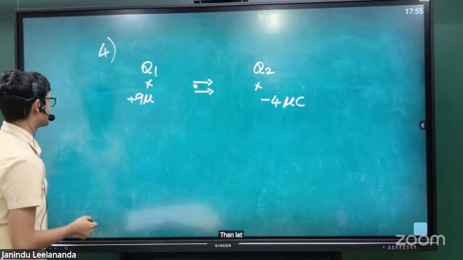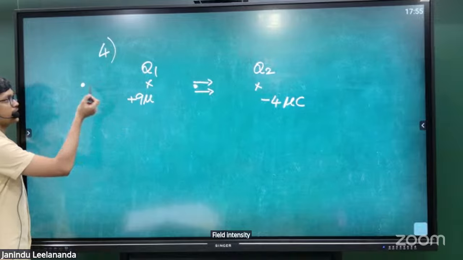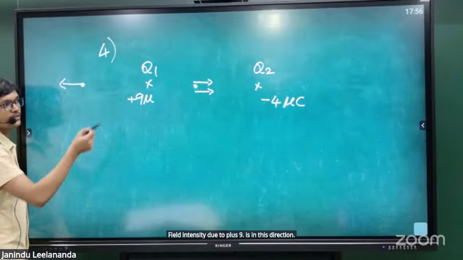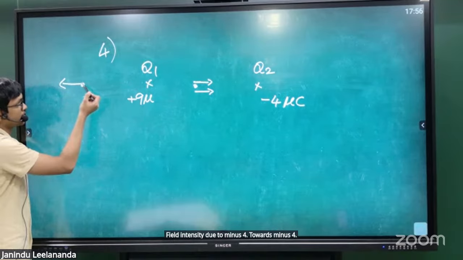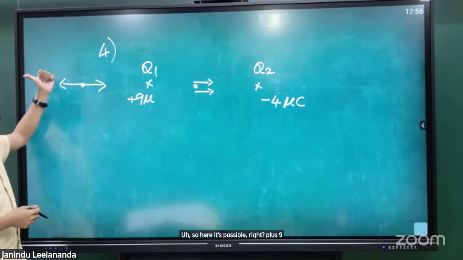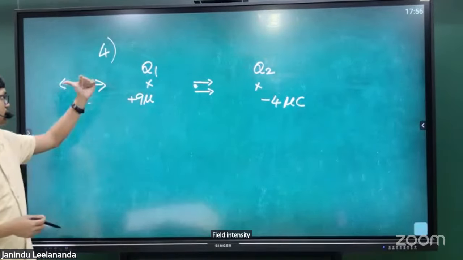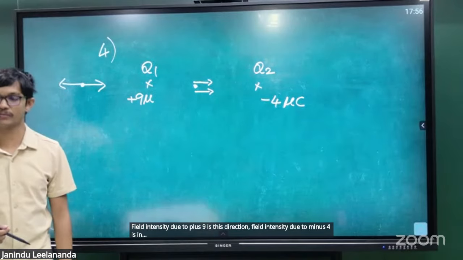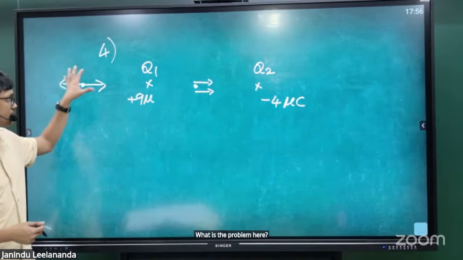Then let's check this side. Field intensity due to plus 9 is in this direction. Field intensity due to minus 4 is towards minus 4. So here it's possible, right? Plus 9 is in one direction, minus 4 is in another direction. But what is the problem here? Here still we can't get a neutral point.